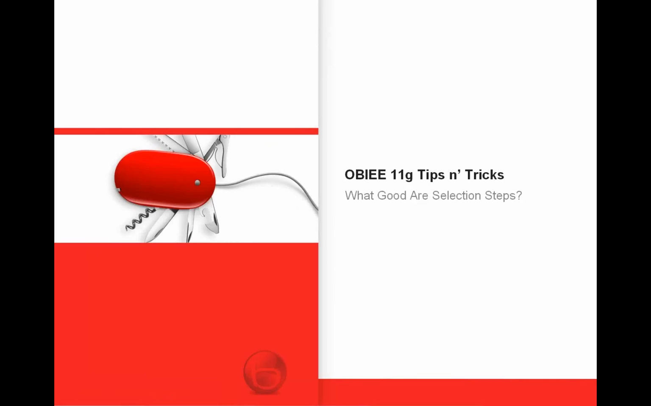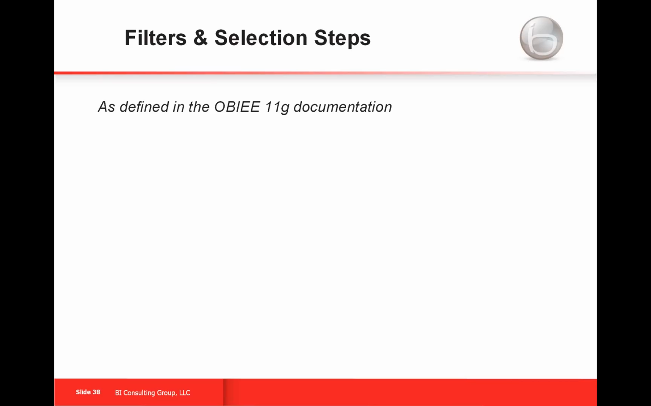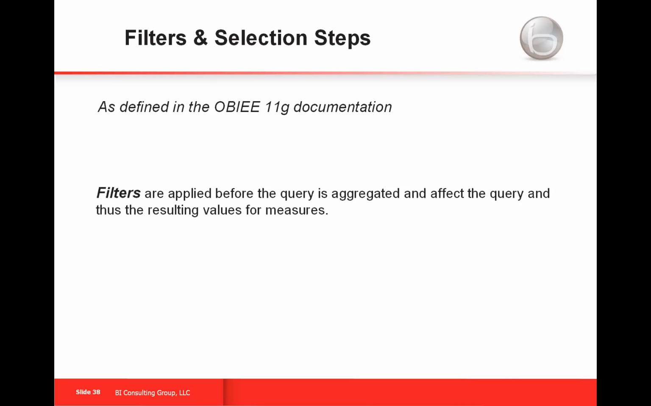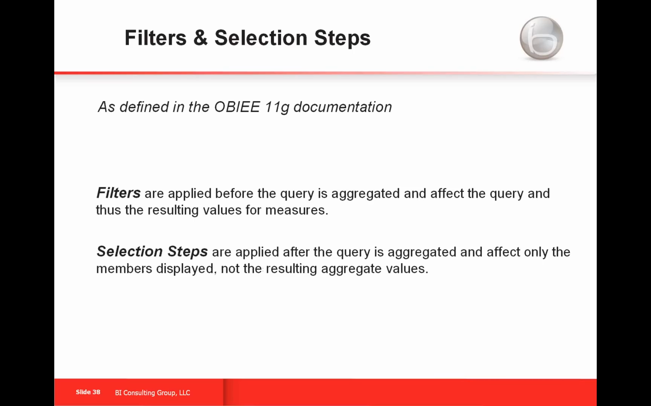Now the next one is selection steps, and what good are they? To me, when I first saw them, it was like, these are just filters. What good is this? So I looked at it from an OBIEE documentation standpoint. Filters are applied before the aggregation and affect the query results that are going to the database or your source of information, whereas selection steps are applied after the aggregation. So it's like, okay, that makes a whole lot of sense, but now it's just kind of muddied the water for me. I still want to know more. What good are they? They're still filters.